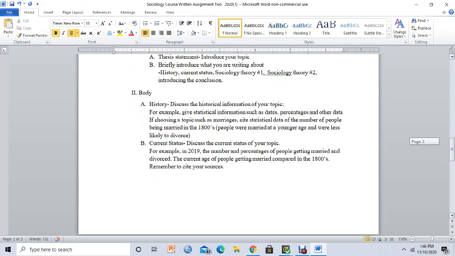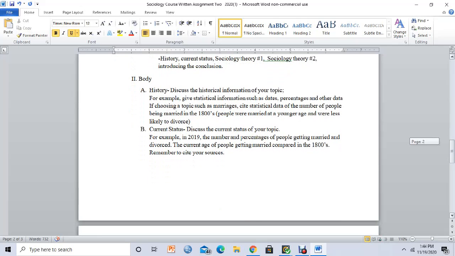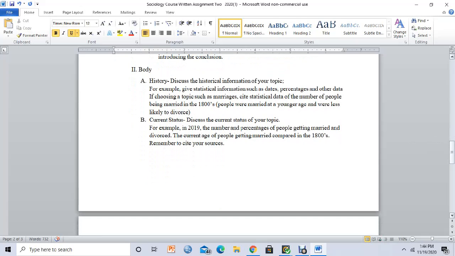So as we get past the introduction, remember the introduction is going to briefly talk about the body. In the body, in its outline form, the history. I need some history on your topic. Give me the historical information of the topic that you choose.